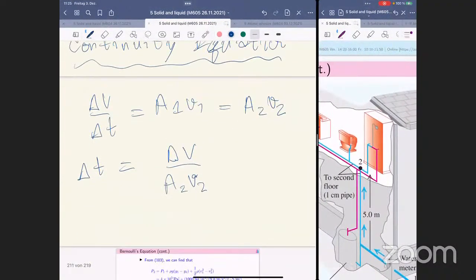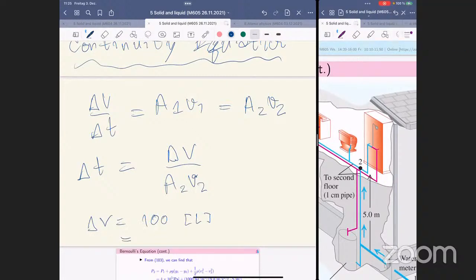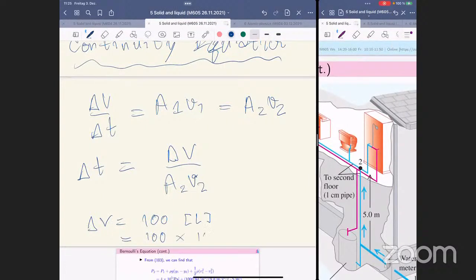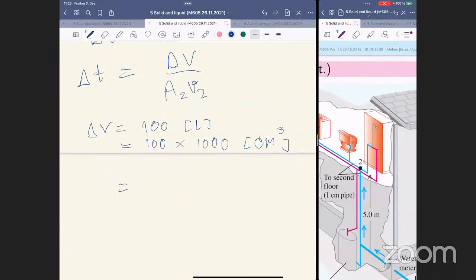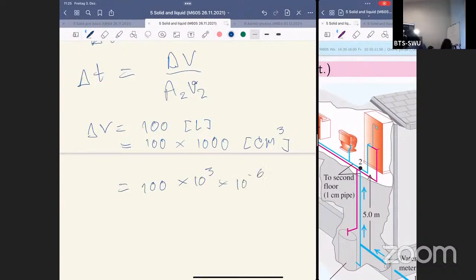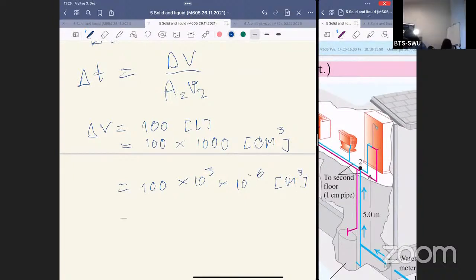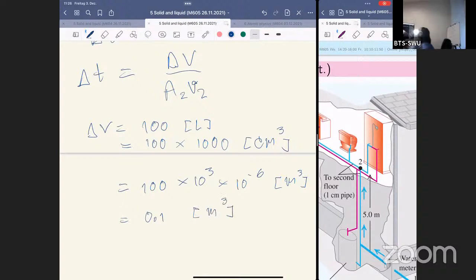Delta V, of course, is 100 liter. But what is liter in SI scale? 100 liter is 100 times 1,000 cubic centimeter, right? If you want to convert it to the SI scale, it's going to be 100 times 10 to the 3 and times 10 raised to negative 6, the unit of volume in SI scale. So it means you have only 0.1 cubic meter. That's the water in your jacuzzi or bathtub.